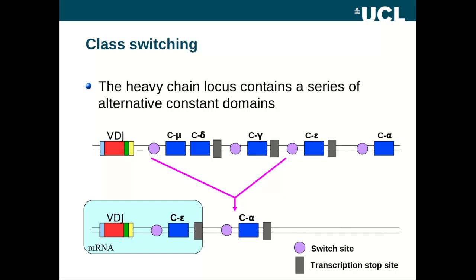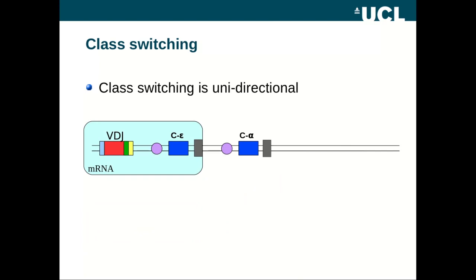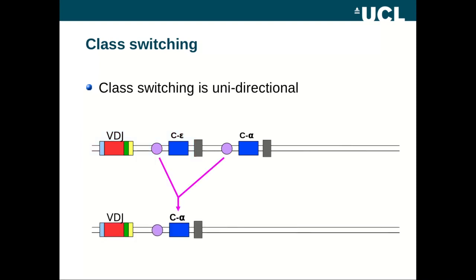Now, as I said, this process is unidirectional, so it can proceed forward again. So if we look at what we had before, which is production of IgE, we could bring those two remaining switch sites together, excise the DNA that encodes the IgE, and now start producing IgA. But again, we can't go backwards from that. So here's the messenger RNA that we would get in this case, reading through the V, D and J, through the alpha region that encodes the IgA, and through to the transcription stop signal.